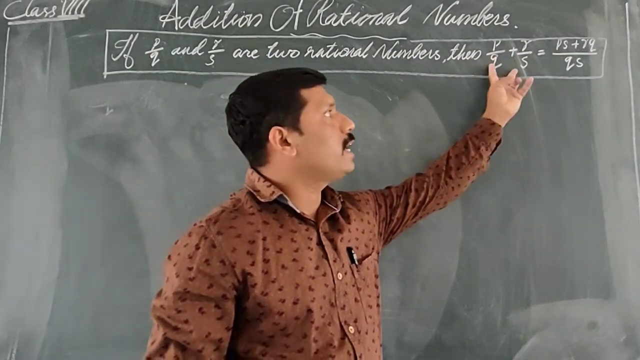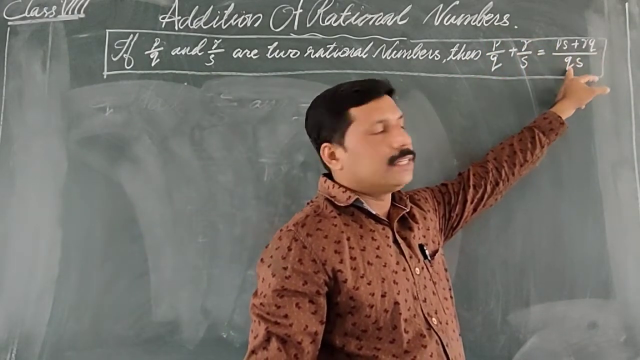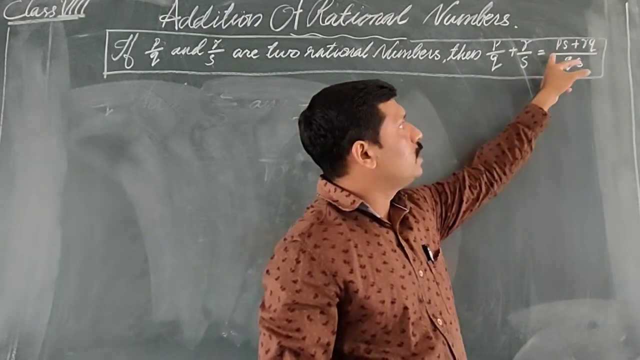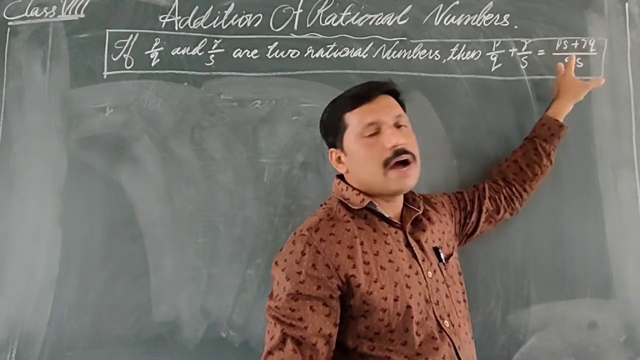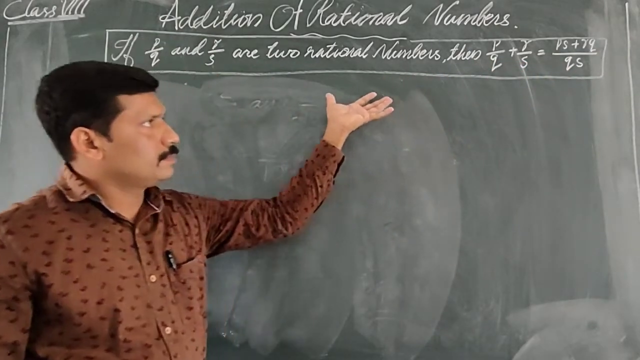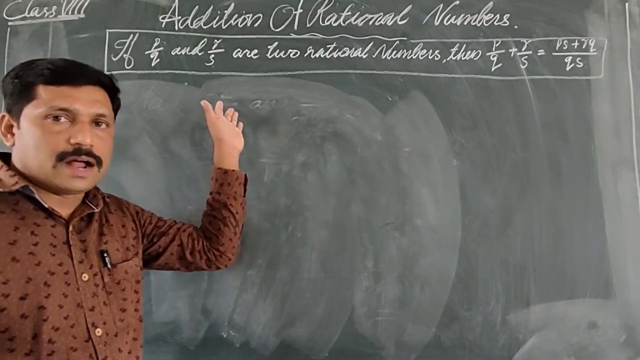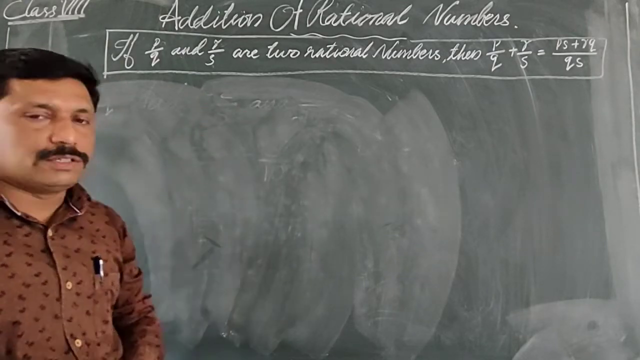In order to add the two rational numbers, we make the denominators equal by finding the LCM and add the numerators. That is equal to PS plus RQ upon QS. So this is the rule for addition of rational numbers. Then I will explain how to add the rational numbers.